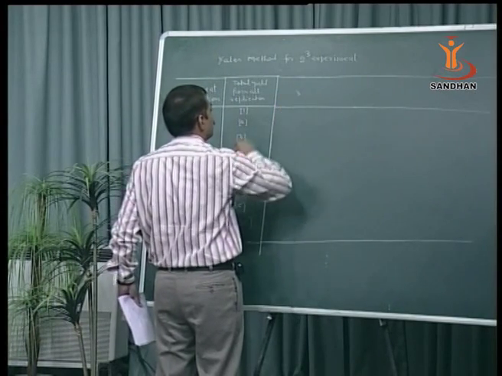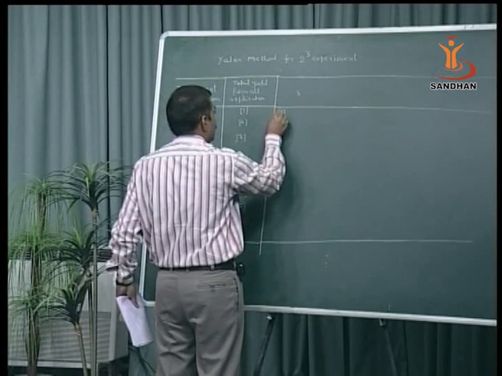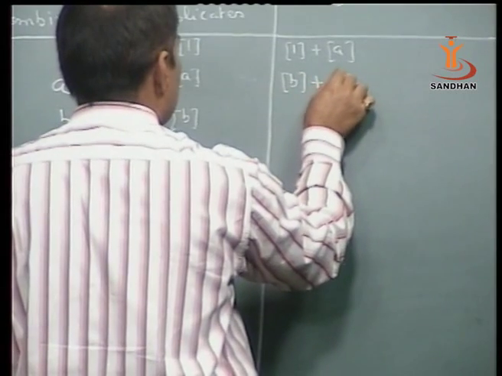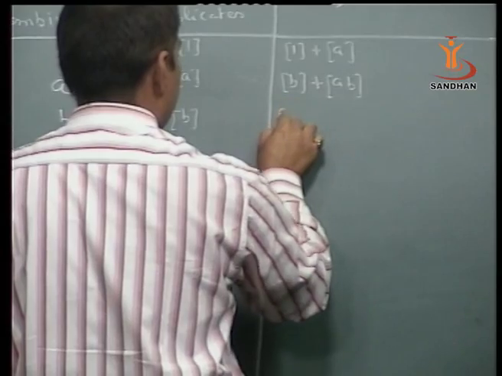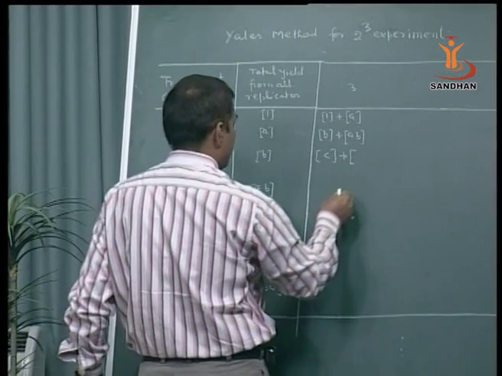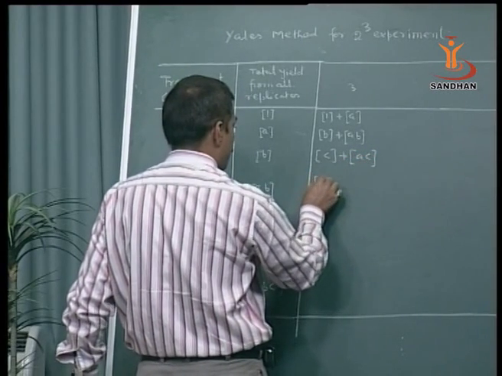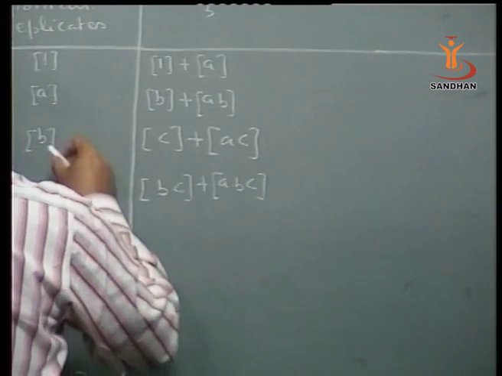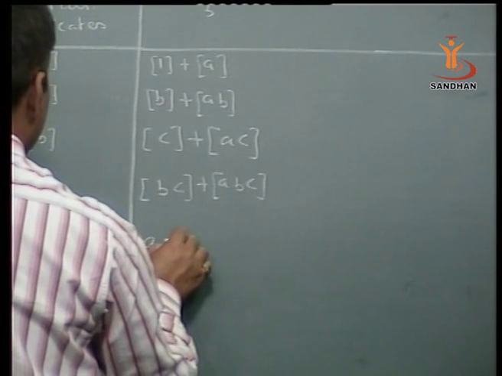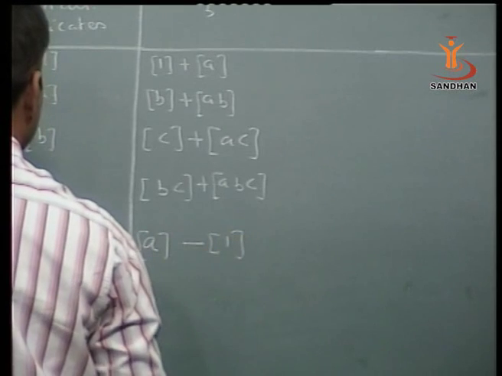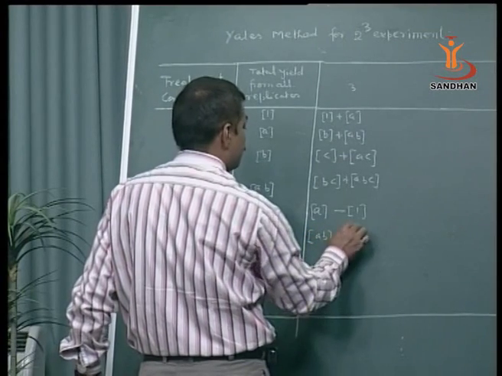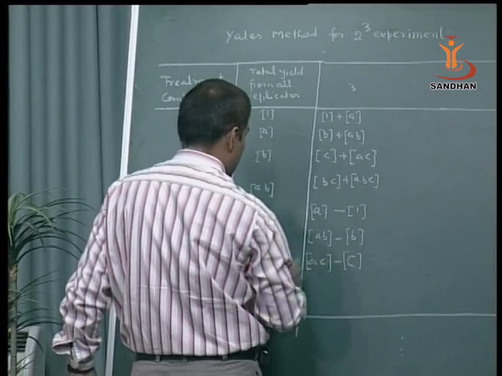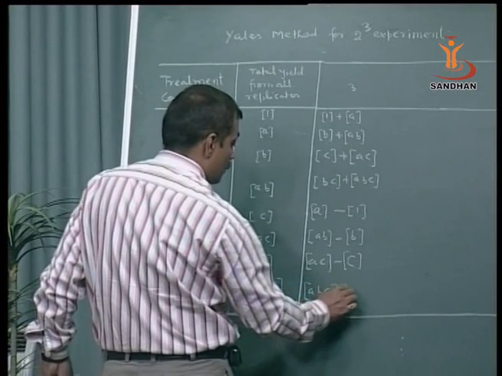Now the third column, add the first two, that is 1 plus A, then B plus AB, then C plus AC, then BC plus ABC. Now subtract, that is A minus 1, AB minus B, then AC minus C, then ABC minus BC.